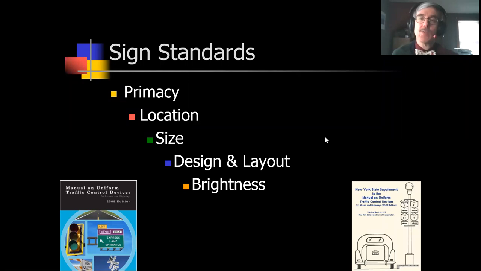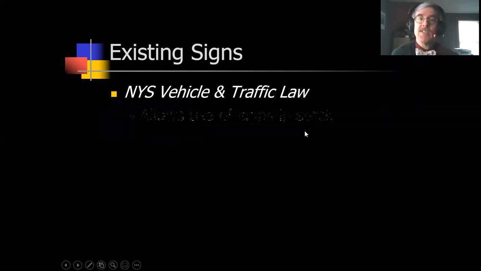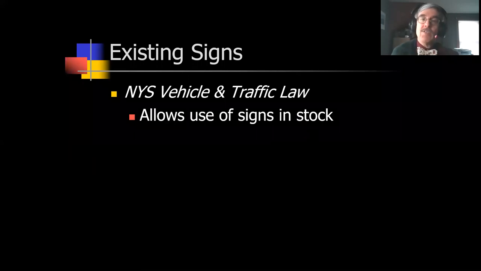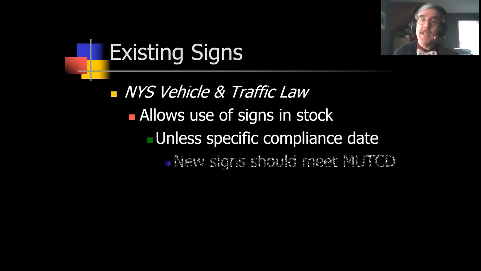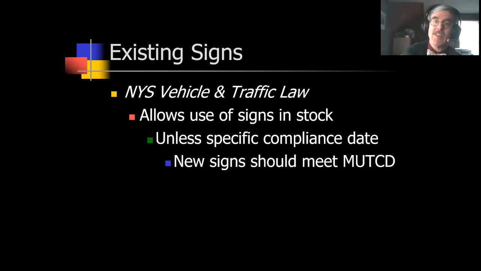Now, one of the questions we get asked quite often is, what about existing signs? New York State Vehicle and Traffic Law allows you to use signs in stock unless there's a specific compliance date. But if you're buying new signs or putting them up, they have to meet the MUTCD. There are two caveats, however. Number one, if there's federal aid involved, then you've got to bring it up to compliance. And number two, that use of signs in stock is actually 10 years. So you can use your existing signs in stock for up to 10 years, but after that, you really should be using whatever the new standard is.